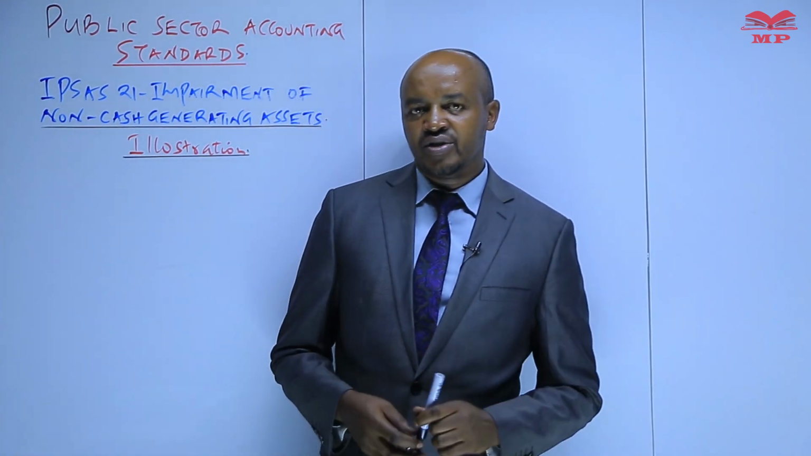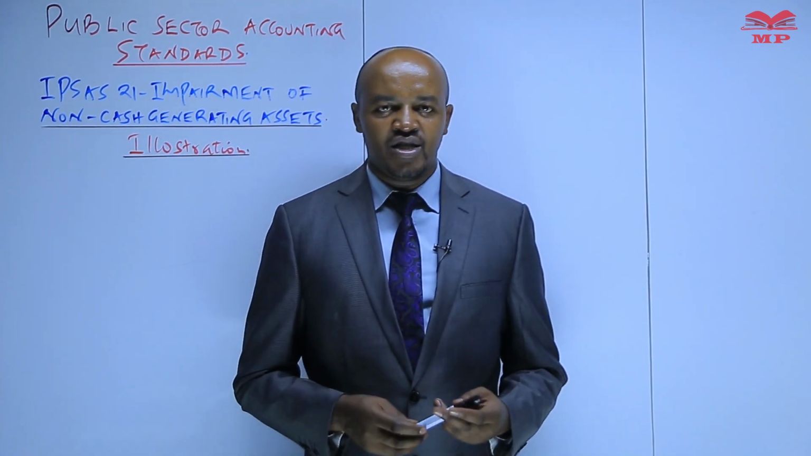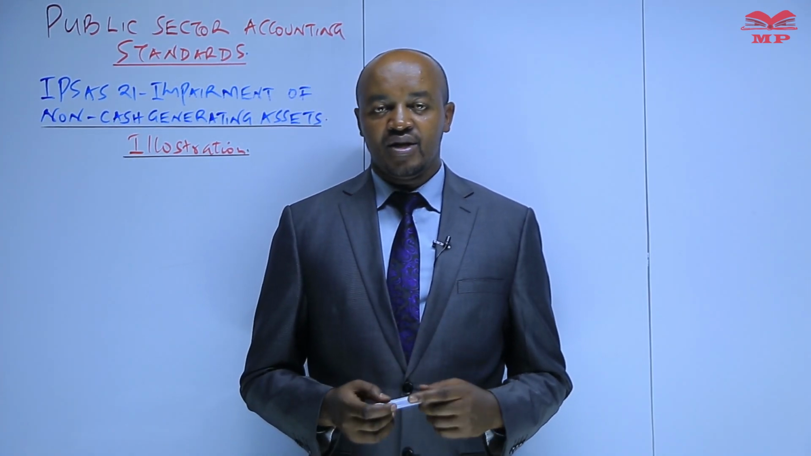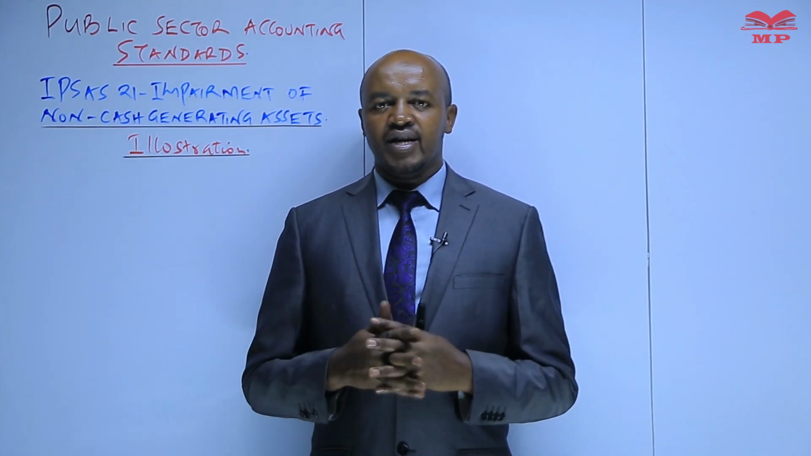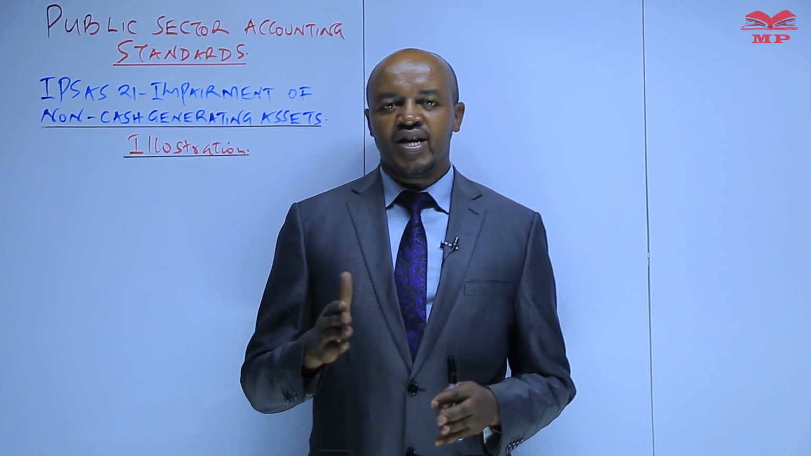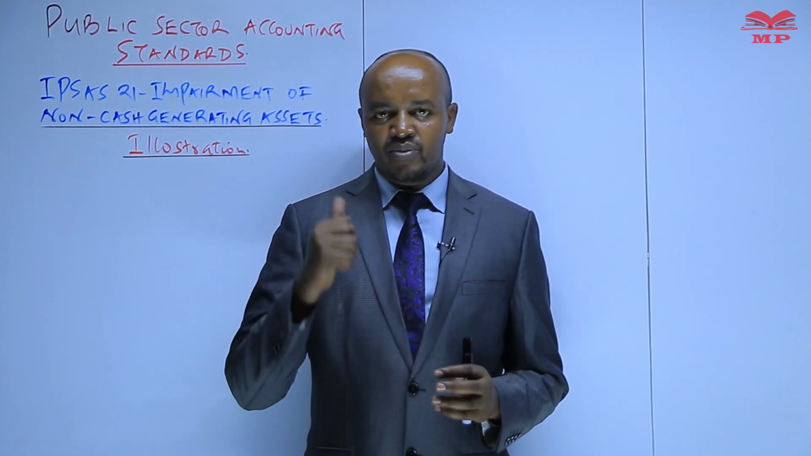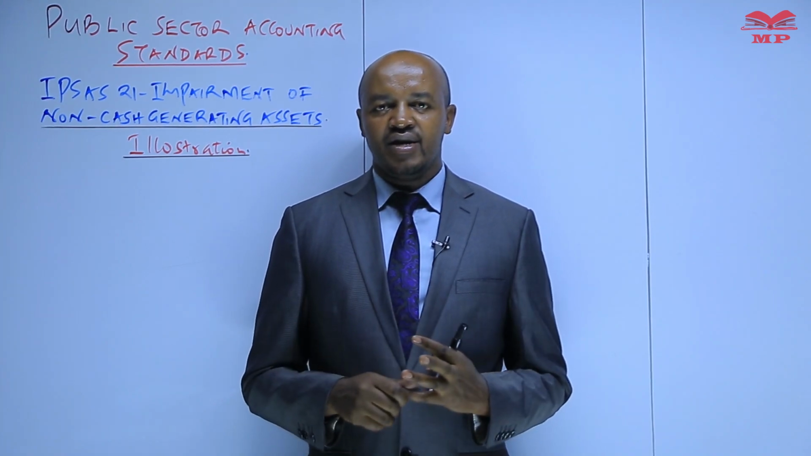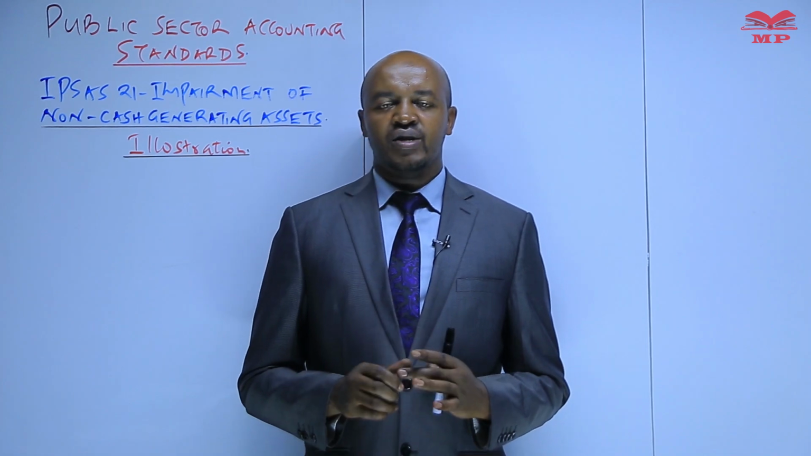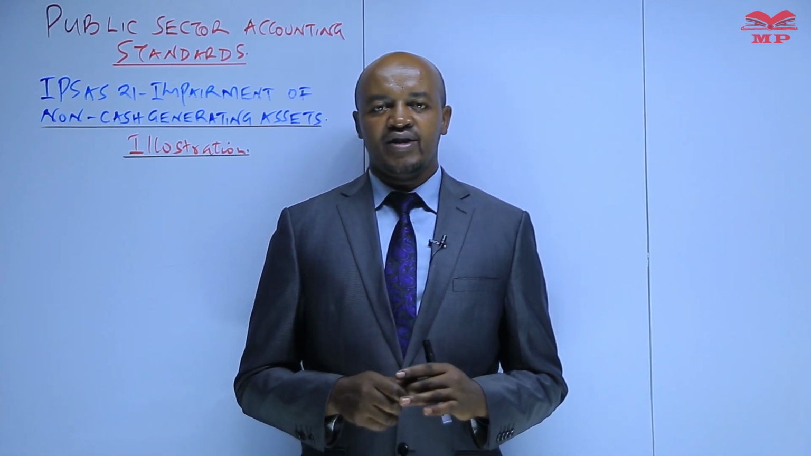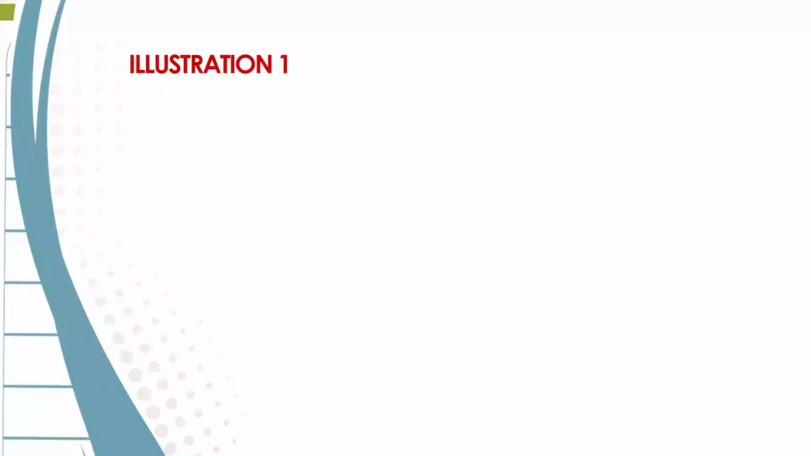So in this session, I want us to continue with the subtopic of impairment of non-cash generating assets. In this particular session specifically, I want us to look at some illustration questions regarding how to determine the impairment loss of a non-cash generating asset under the three approaches we discussed in our previous session. That is the depreciated replacement cost approach, the restoration cost approach, and what we refer to as the service unit approach. So let's go through the particular illustration.